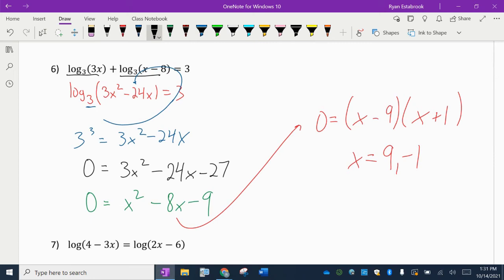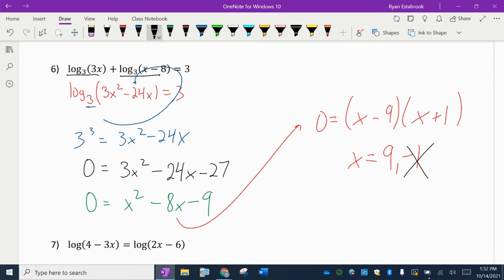However, Alyssa, what do you think? Probably should check them in this case because we haven't got 2 answers before. If you checked x equals 9, it's log base 3 of 27 plus log base 3 of 1. That stuff is all good. But when you plug in negative 1, here's the issue. It'd be log base 3 of negative 3. Can you take the log of a negative? No.